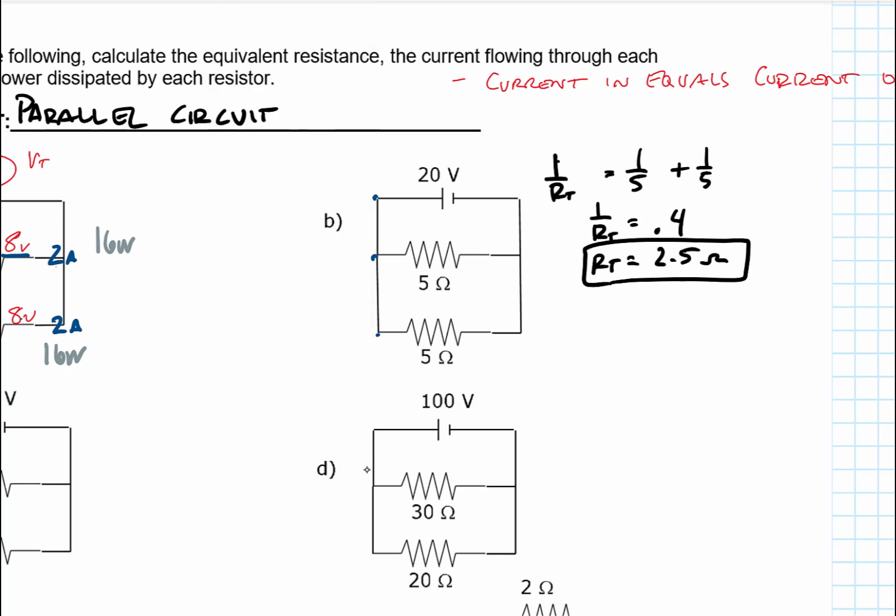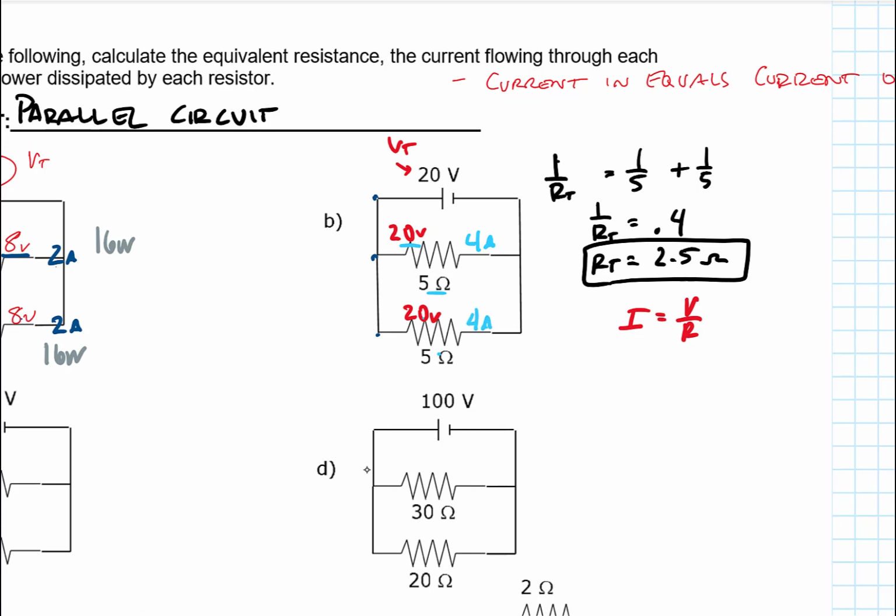Looking at this, we see that it's 20 volts total. So each individual voltage is 20 volts. And if I want to find the current, that's the voltage divided by the resistance. And so here it's 20 volts divided by 5 ohms. That's a current of 4 amps.